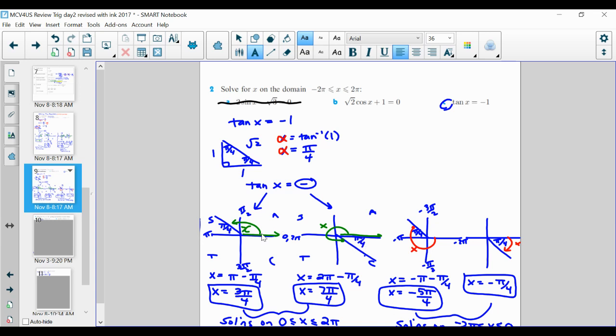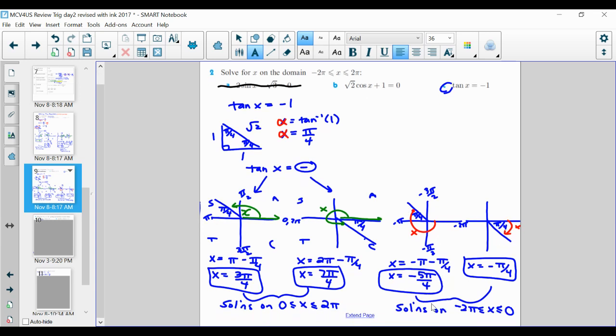Then the angle that I actually care about is moving from my initial arm to this terminal arm. So that would be pi minus pi over 4, or 2 pi minus pi over 4, giving me 3 pi over 4 and 7 pi over 4. Remembering that we want this all the way from negative 2 pi to 2 pi, similar to the last example, same terminal arms, moving in the opposite direction, I get 2 more solutions.